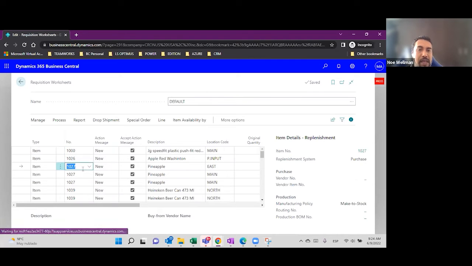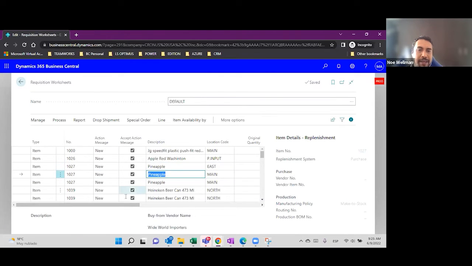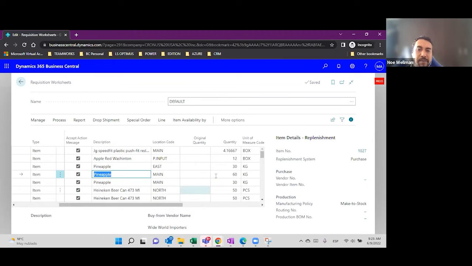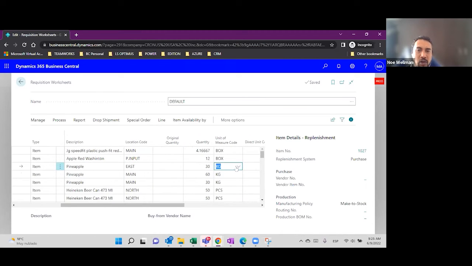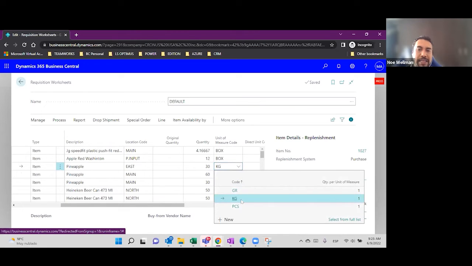For our pineapple, somebody planned that the pineapple needs a new purchase order. Look at this, the action message is to create something new for the East warehouse and something new for the main warehouse. And this is the pineapple line. Very good. And then it asks me, I need 60 kilograms here and I need 30 kilograms in the other warehouse. Okay. And here is the unit of measure; look at this, in other warehouses you may request other types of units of measure, and that will be fine.